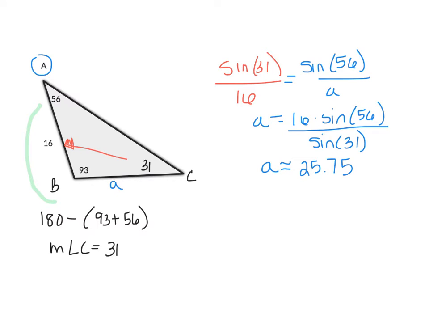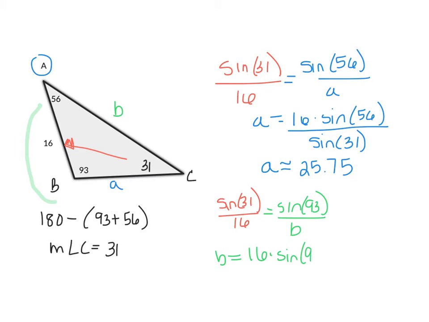Now to find the last piece of this triangle, which would be side B. Again, it's across from angle B. We always start the ratio on the left with our given information. So sine of 31 is to 216, as sine of 93 is to B. Again, we're going to start by cross multiplying, and then divide by sine of 31.